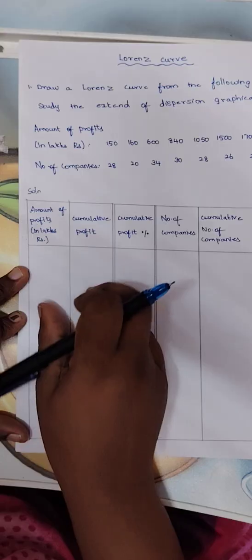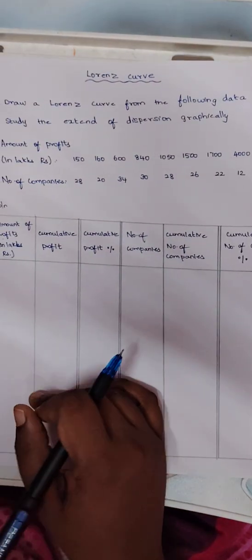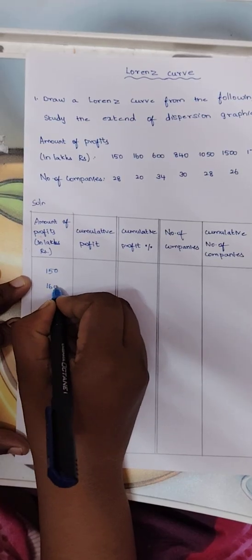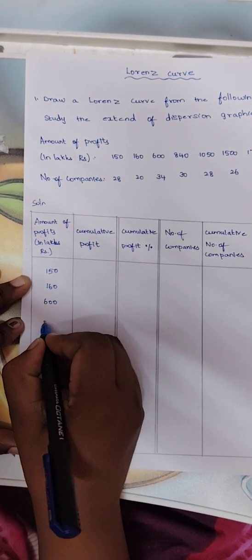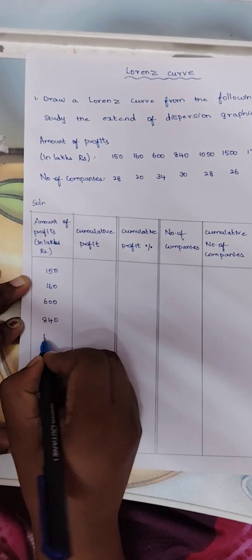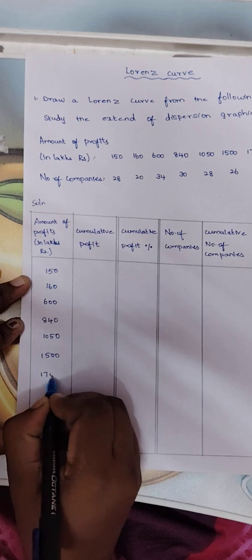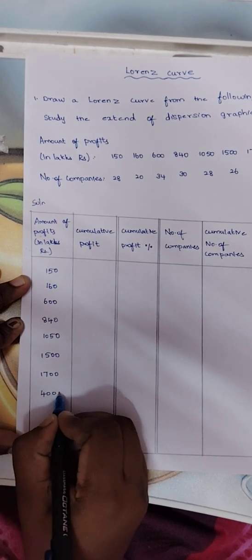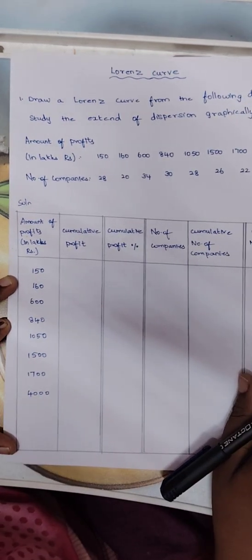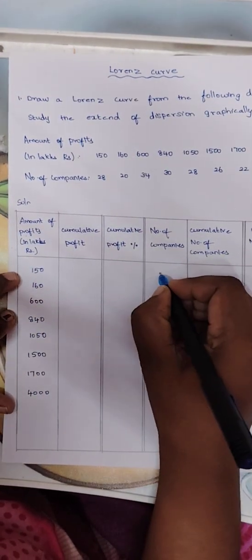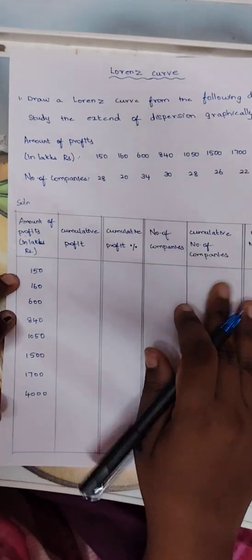First we'll write the amount of profit. The values given here are 150, 160, 600, 840, 1050, 1500, 1700, and 4000. Similarly, I'll write the number of companies, which are given here. I'll write them later.